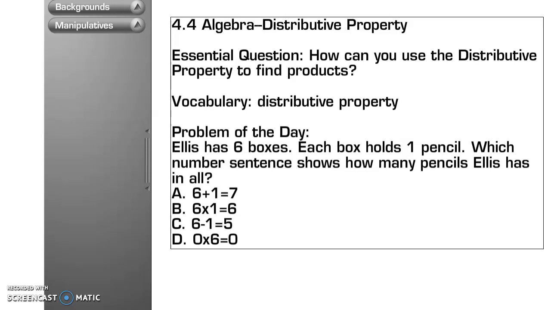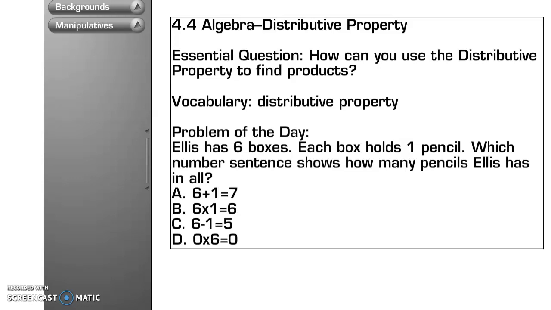Today is lesson 4.4, Algebra, Distributive Property. Our essential question is, how can you use the distributive property to find the products? Our vocabulary term that we'll see is distributive property. That states that multiplying a sum by a number is the same as multiplying each addend by the number and then adding the products together.